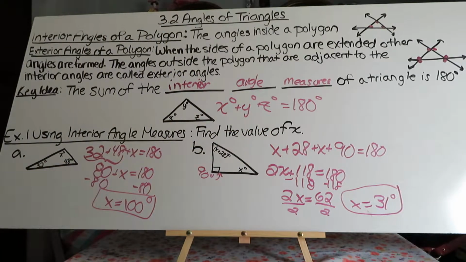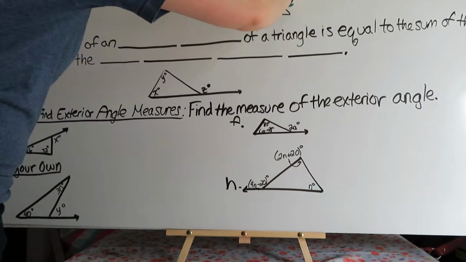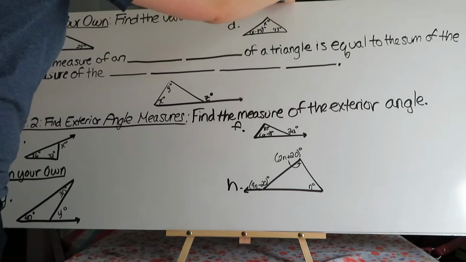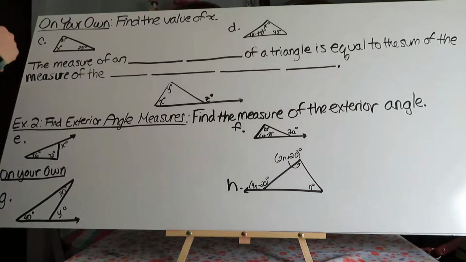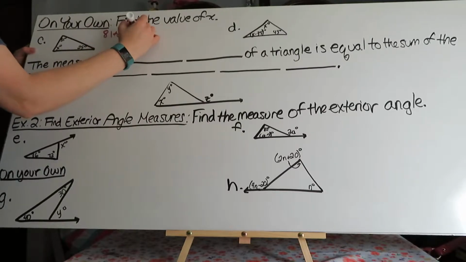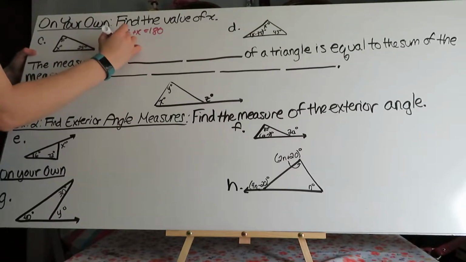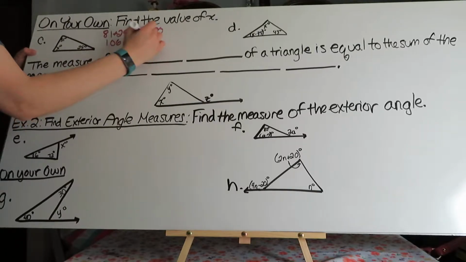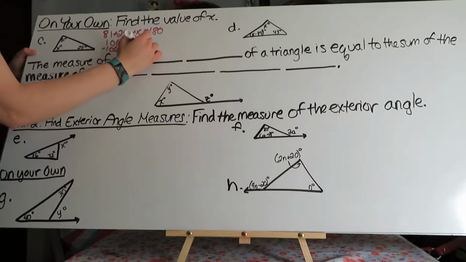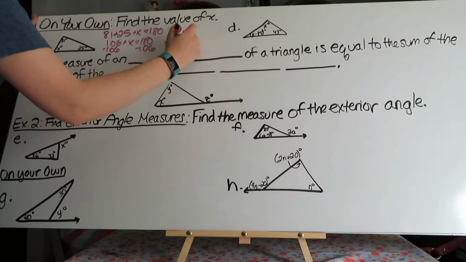All right, you got 2 problems to try while I get this next board up. All right, we're going to find the value of x. Same idea as before. 81 plus 25 plus x equals 180. 81 and 25 is 106 plus x equals 180. Subtract 106 from both sides. You get x equals 74 degrees.